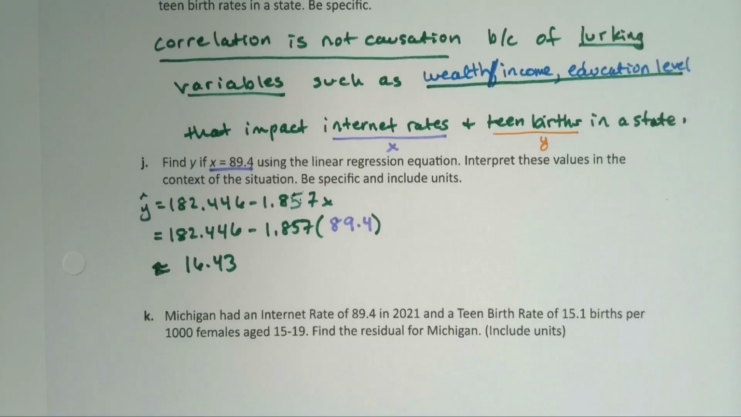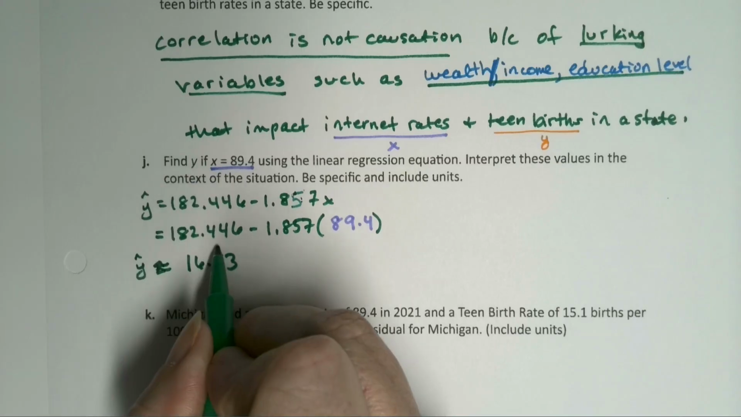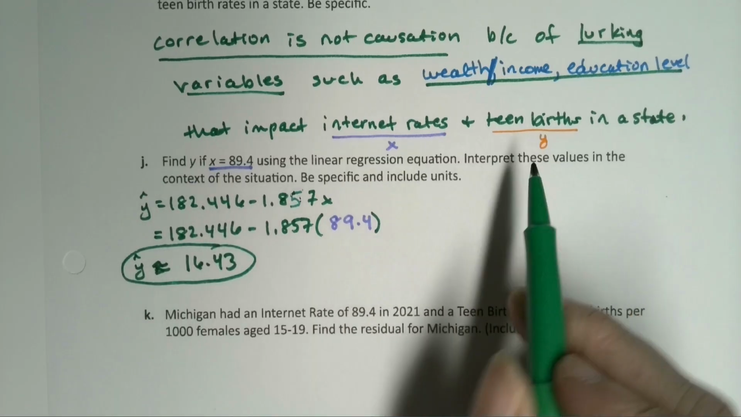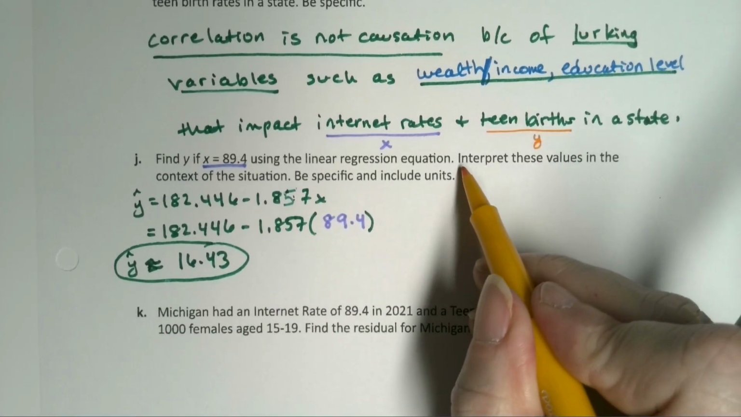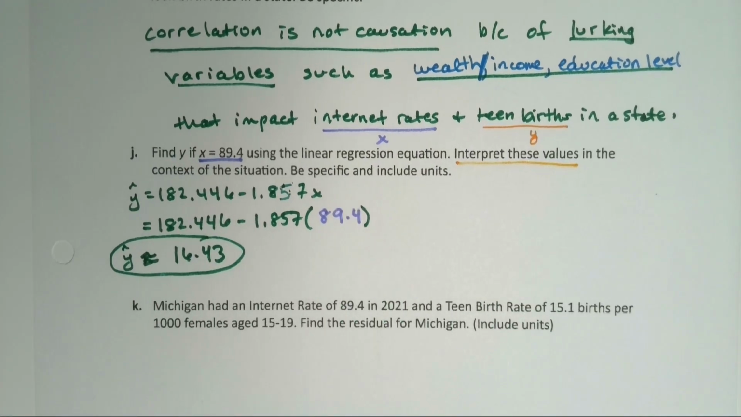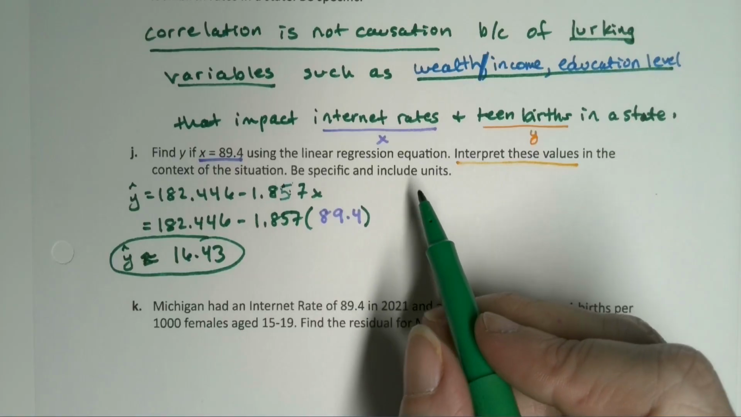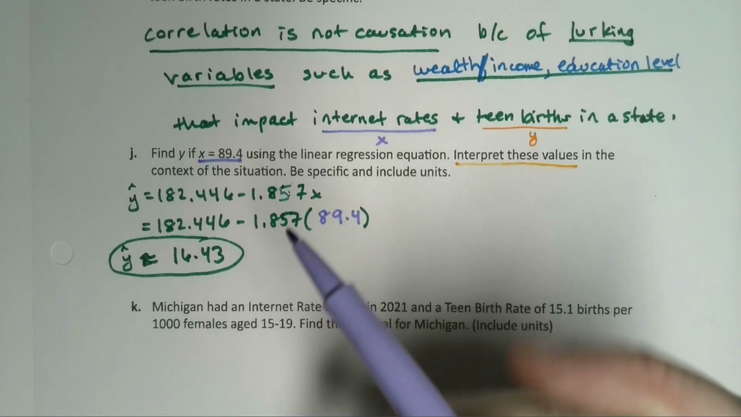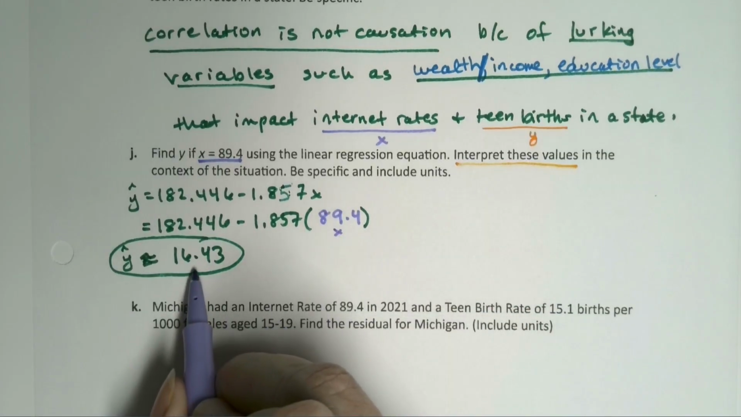Okay, so that's all well and good. We found the y, but what does it mean? We have to interpret these values in the context of the situation. Well, this isn't anything fancy. All you're doing is tying back to what the variables are. Do you understand that this is x and this is y?